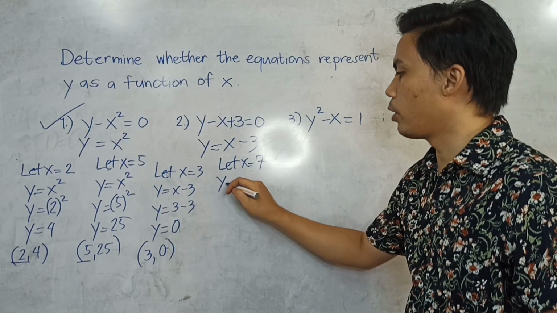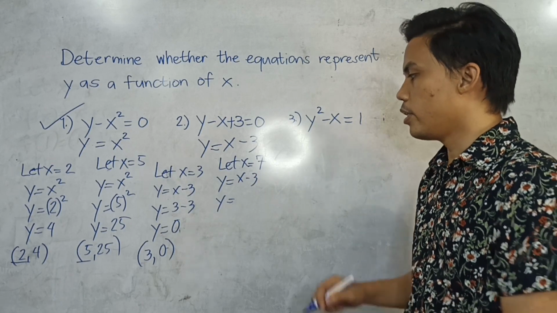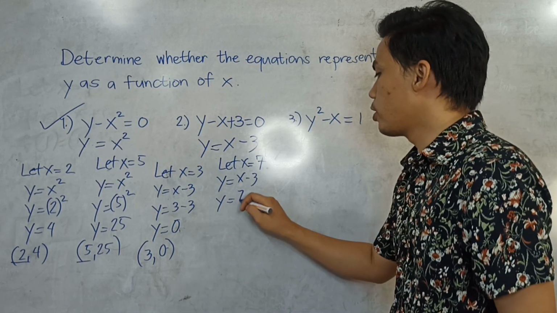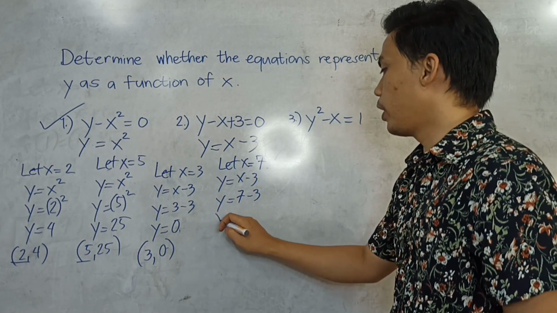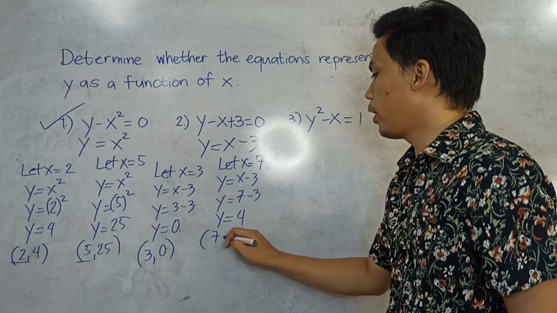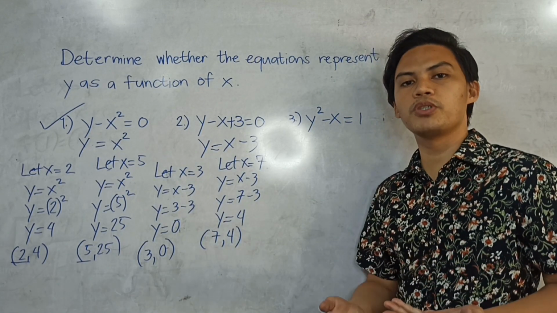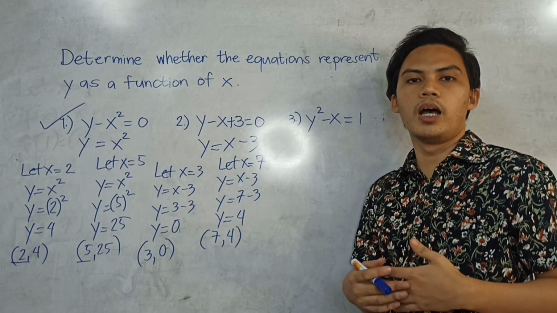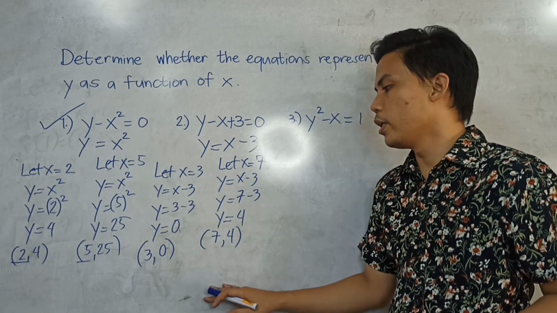Okay, write again the equation. Then, substitute natin yung 7 sa place ng x. So, x now becomes 7. So, y is equal to 7 minus 3. Simplify it, we will have 4. Therefore, the ordered pair is 7, 4. Again, you can have as many inputs as you want, or you can use as many x values as you want. Pero okay na rin yung dalawa.